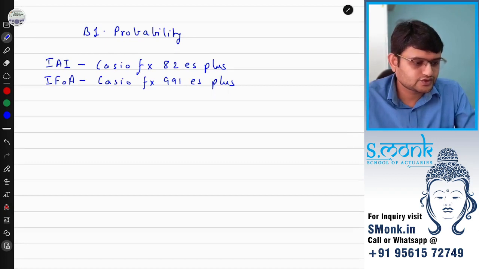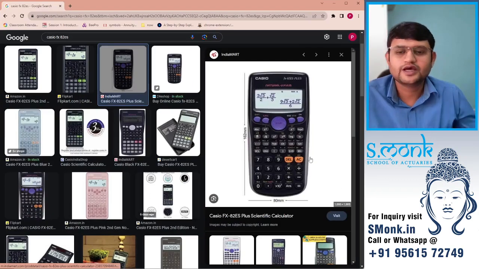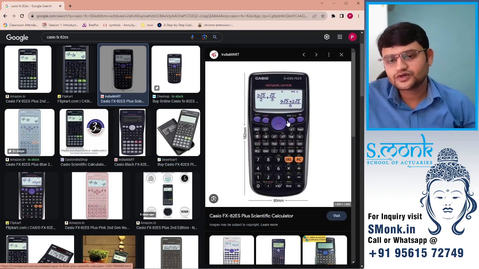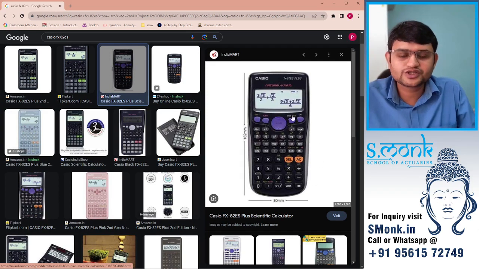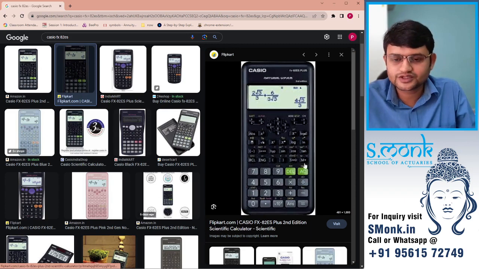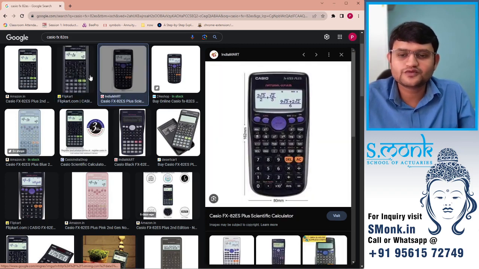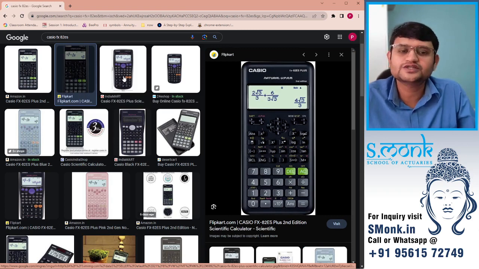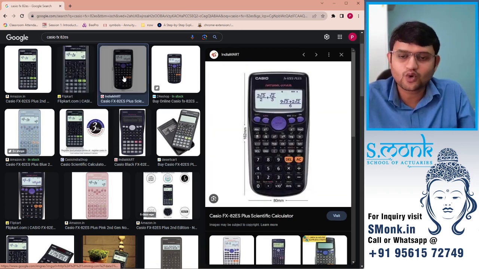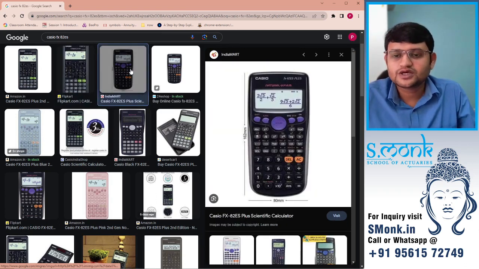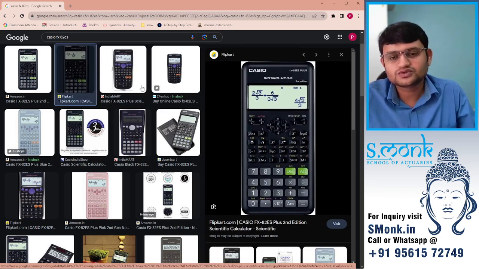Let me just show you how they look. This is the 82ES Plus. Okay. So first of all, this calculator is the old version. This is the new version. This is how the new version looks. Function-wise, there is no difference between both of these calculators. Mostly the look has changed. I did not find any changes in the actual functionality of these calculators. So even if you have the old calculator, that is fine. And even if you buy the new one, that is fine. This is edition 1, this is edition 2. So whichever you get, you can buy it.